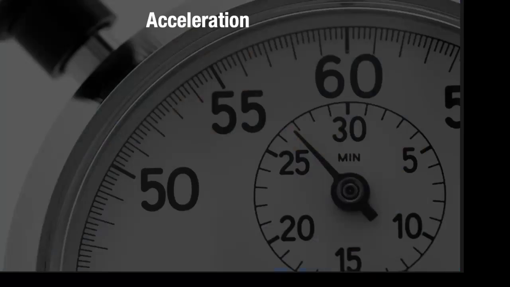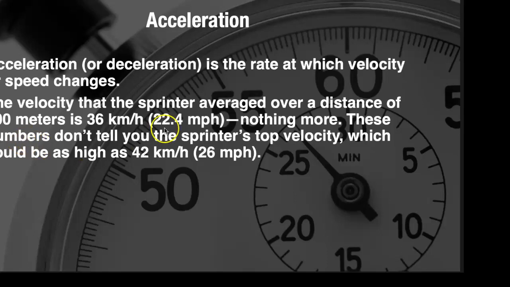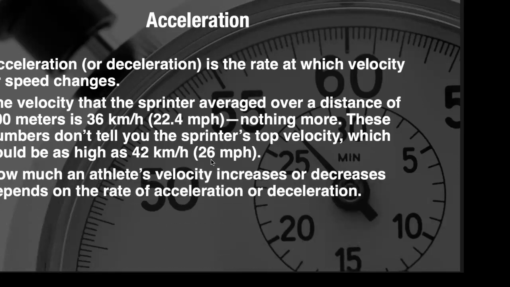So acceleration, or deceleration, is the rate at which the velocity or speed changes. The velocity of a sprinter earlier in the 100 meters was 22.4 miles per hour. That really doesn't tell you the actual top velocity, because the top velocity could be as high as 26 miles per hour. Right? They didn't hold that exactly the entire time.